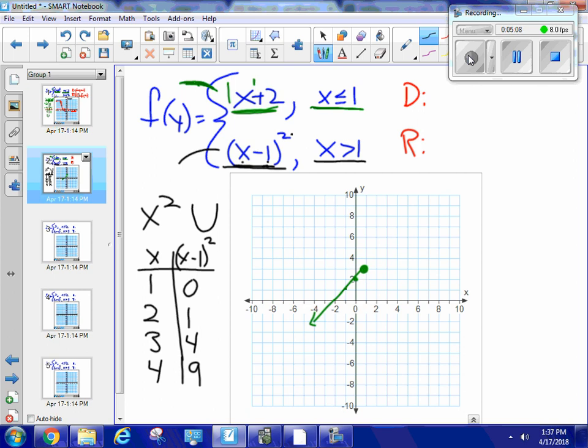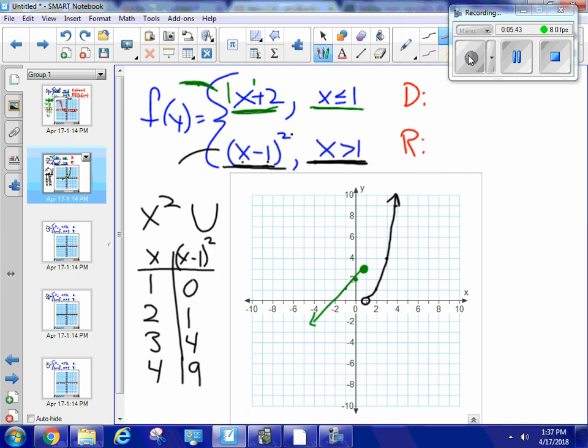At the point 1, 0, I have an open circle. But at the point 2, 1, I have a closed circle. The point 3, 4, that is also part of the graph. The point 4, 9, that is also part of the graph. And I can begin to see my parabola has taken shape right here. And that's what it looks like. And it keeps on going because I want all x's greater than 1. So that is a pretty nice picture of what the graph looks like.